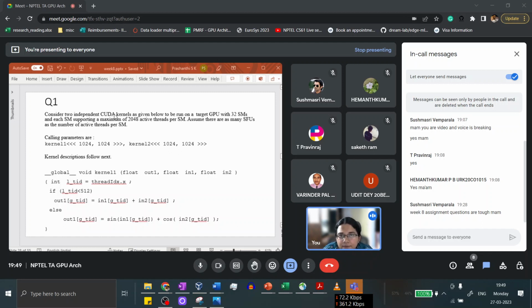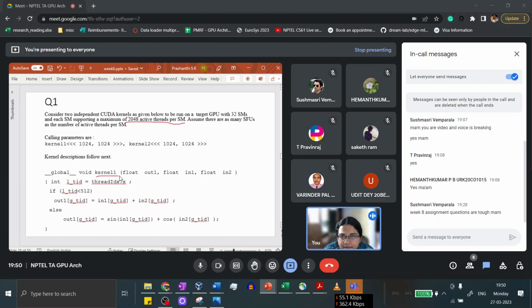So consider two independent CUDA kernels as given below to be run on a target GPU with 32 SMs and each SM supporting a maximum of 2048 active threads per SM. Assume there are as many SFUs as the number of active threads per SM. The calling kernel parameters are 1024, 1024 for both of them. Now we look at the kernel descriptions of both those kernels.